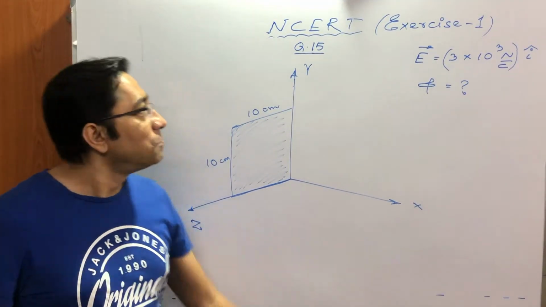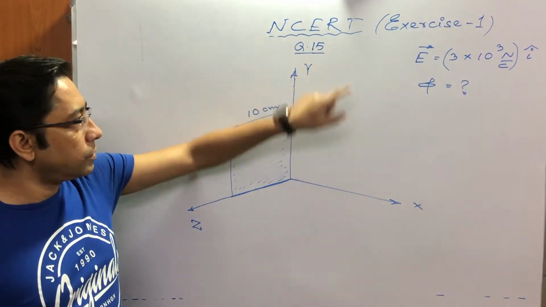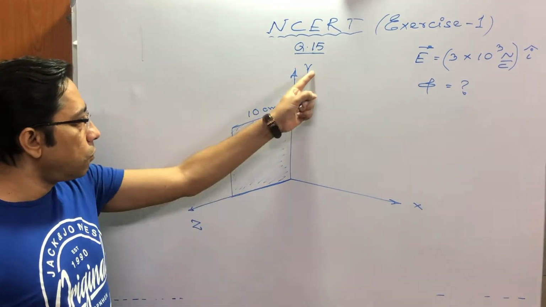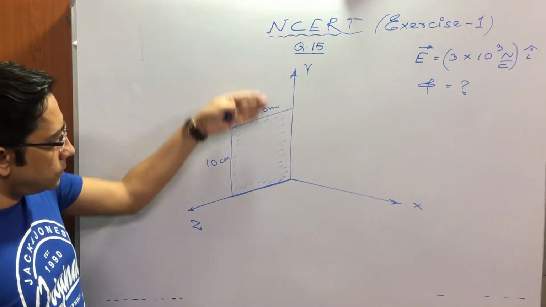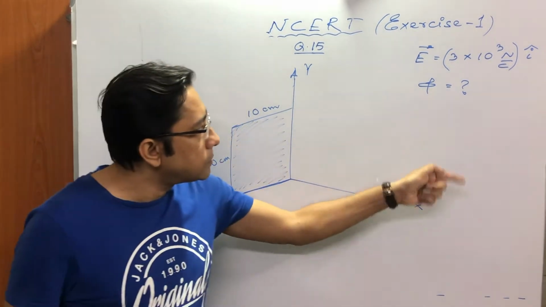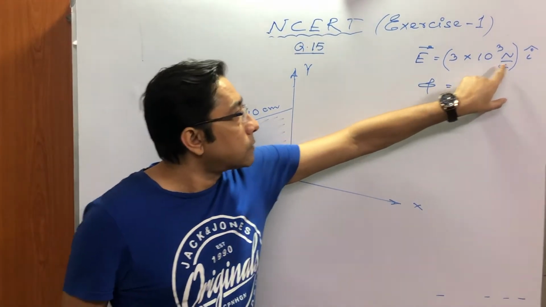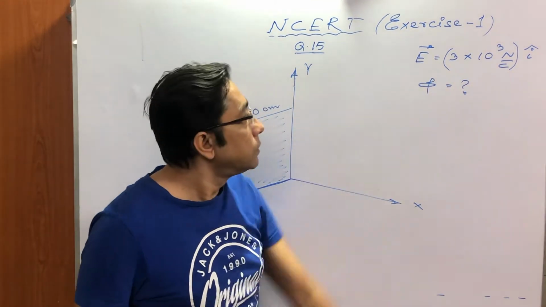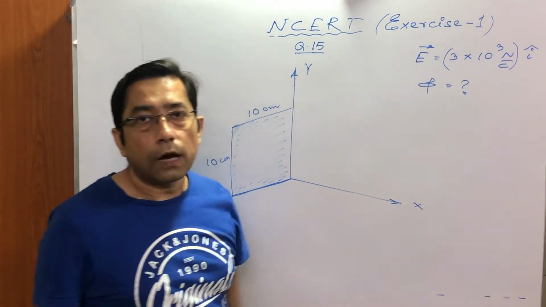Right, this is a common sum. The sum is, question number 15. A square plane is placed along the YZ plane, and along the x-axis an electric field acts, 3 into 10 to the power 3 Newton per Coulomb, I hat. So the question is, what is the flux through it?